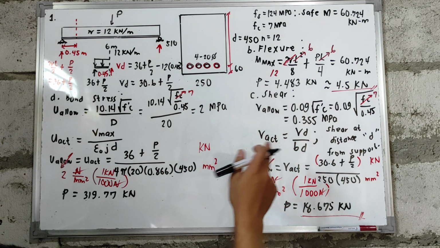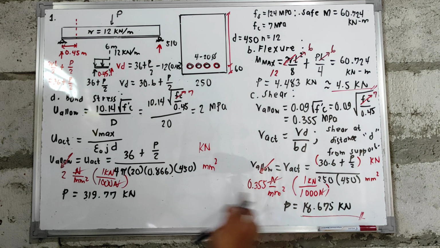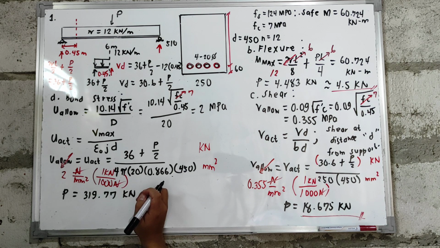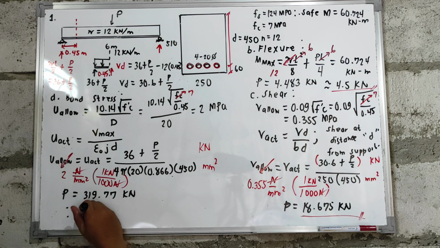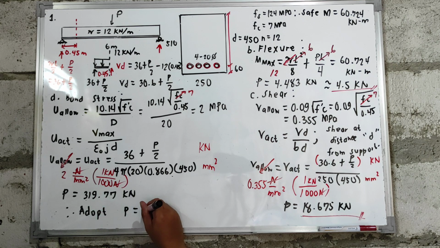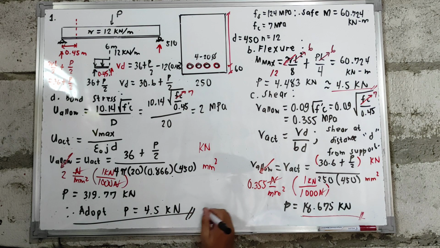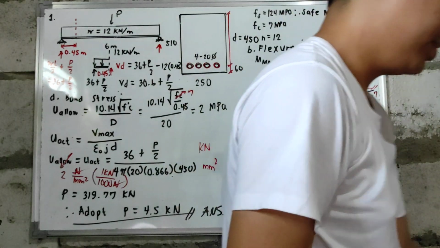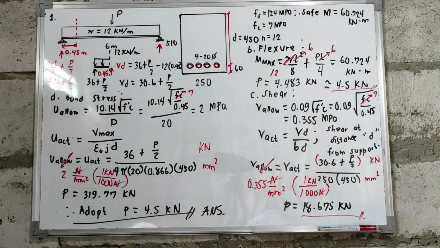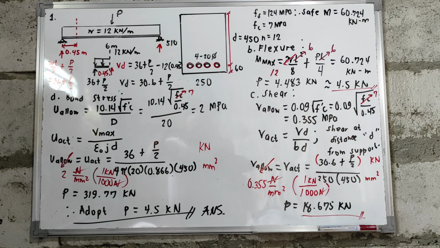So, we have 4.5, 18.675, and 319.77. Therefore, we adopt the smallest value. Adopt P equals 4.5 kilonewton. So, this will now become our answer. That is the method and procedure in computing for the value of your P.